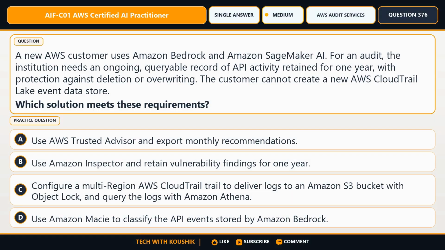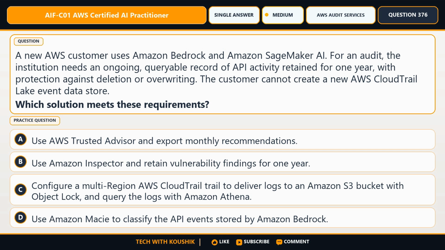Focus on the key wording in question number 376. Focus on the requirement that drives the design choice. A new AWS customer uses Amazon Bedrock and Amazon SageMaker AI for an audit. The institution needs an ongoing, queryable record of API activity retained for 1 year, with protection against deletion or overwriting. The customer cannot create a new AWS CloudTrail Lake event data store. Which solution meets these requirements?